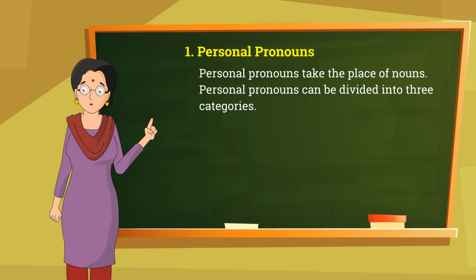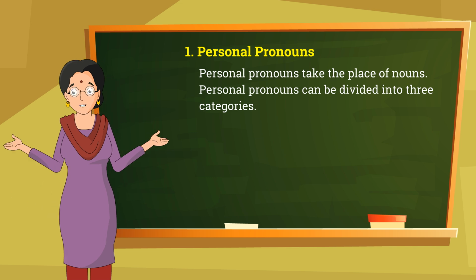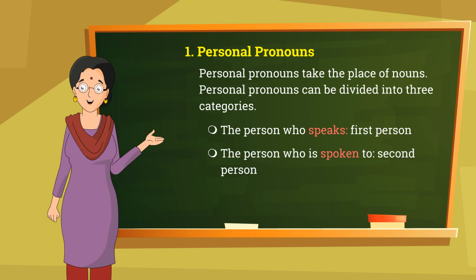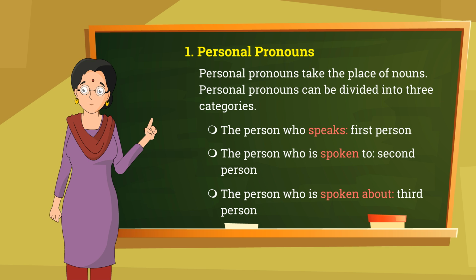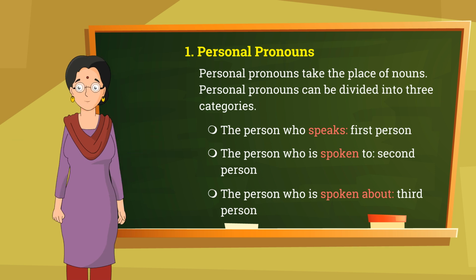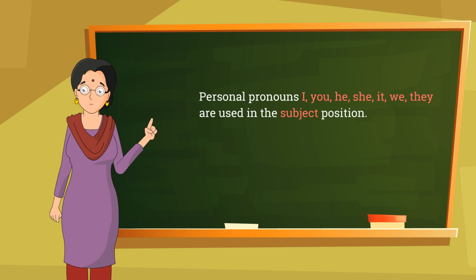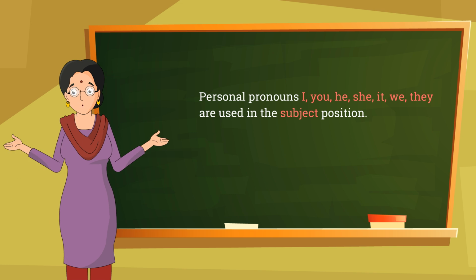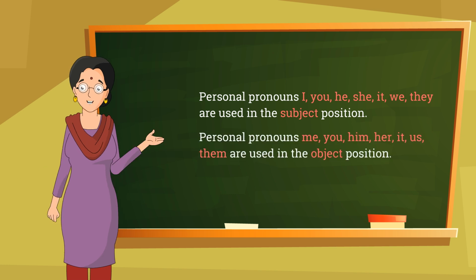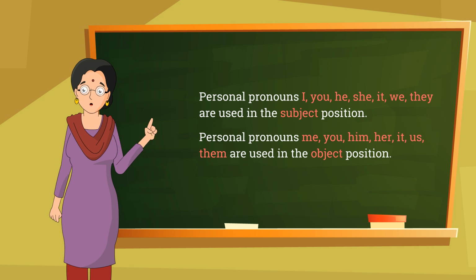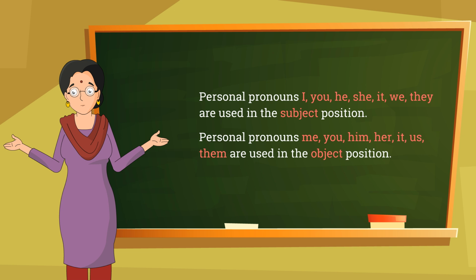Personal pronouns can be divided into three categories: the person who speaks, first person; the person who is spoken to, second person; the person who is spoken about, third person. Personal pronouns I, you, he, she, it, we, they are used in the subject position. Personal pronouns me, you, him, her, it, us, them are used in the object position.